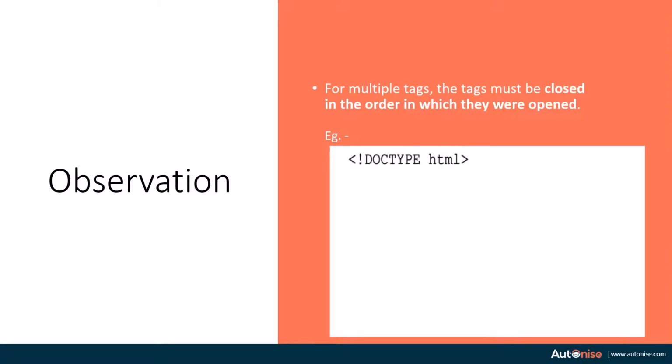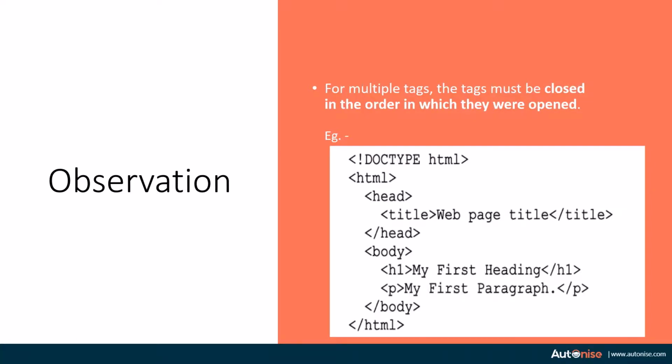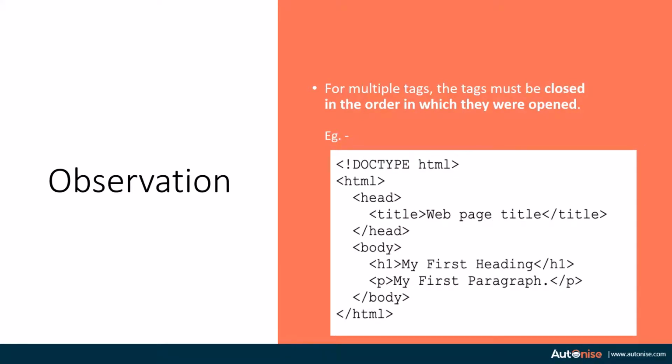The next observation is that for multiple tags, the tags must be closed in the order in which they were opened. For example, as you can see over here, the HTML tag opens and closes. Then we write the head tag and the body tag, which also must be closed. And inside the head tag, there is the title tag. Inside the body, there is the header and the paragraph. So all of these tags must be closed in the order they were opened.